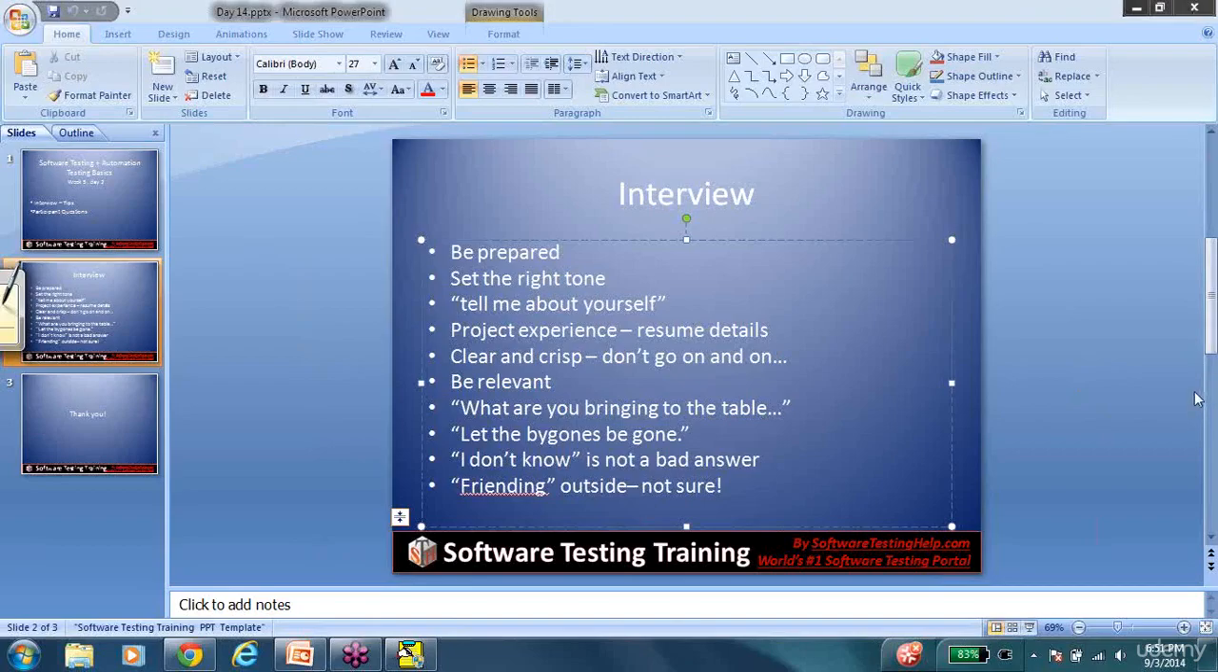Database testing. Is learning SQL? Yes. If you learn SQL, that's pretty good for database testing.